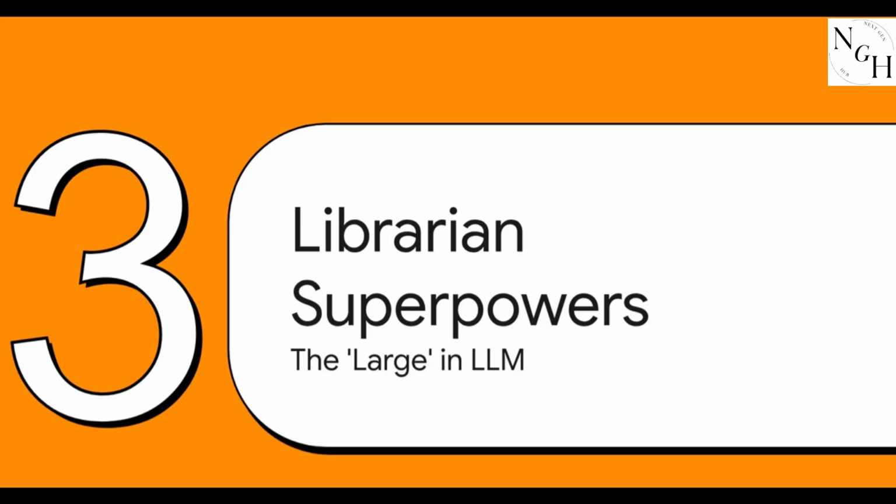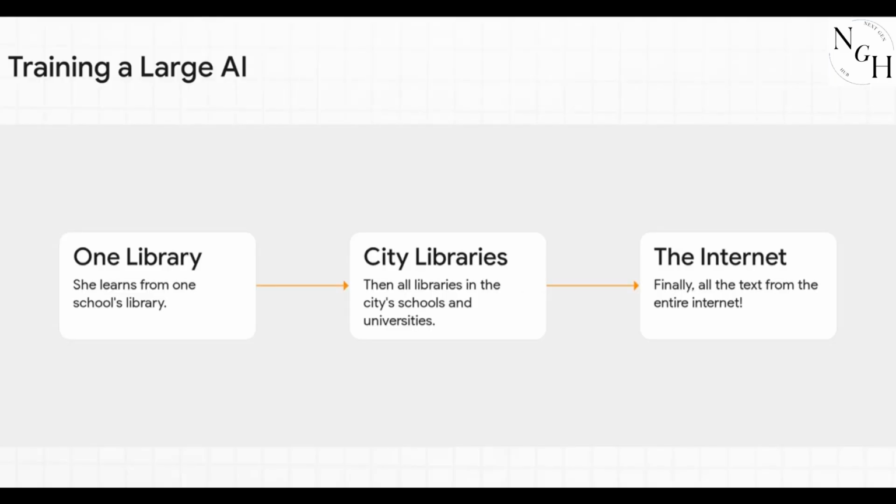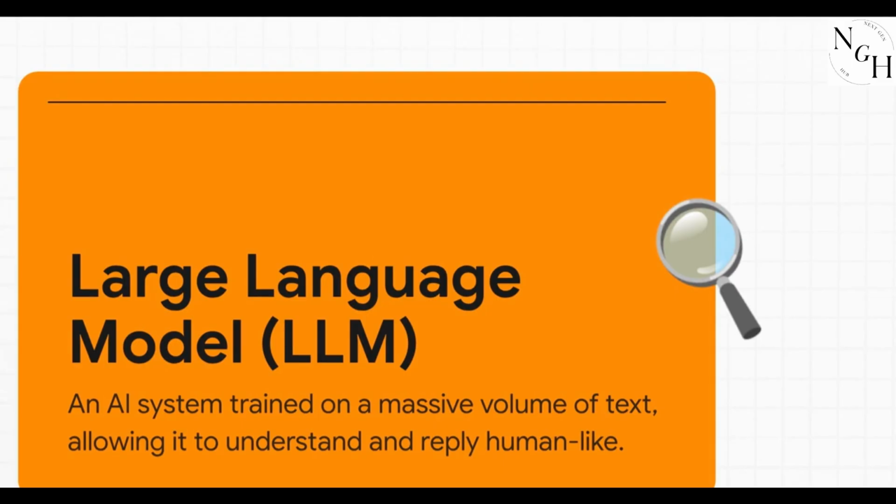Okay, so that's our language model, a super smart librarian. But what about that word we ignored? Large. Well, this is where our librarian gets some serious superpowers. Let's watch this happen. First, she masters her school library. Easy enough. Then, she absorbs every book from every single library and university in the entire city, getting bigger. But then she consumes pretty much all of the text from the entire internet. Whoa. At this point, she's not just a librarian anymore. She's something else entirely. And that is what makes it a large language model.